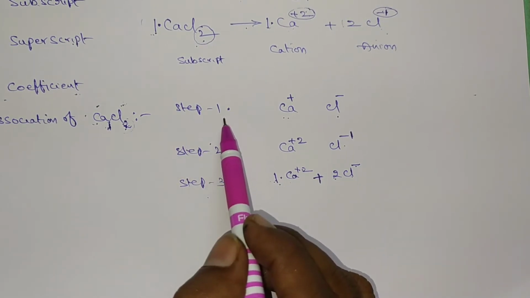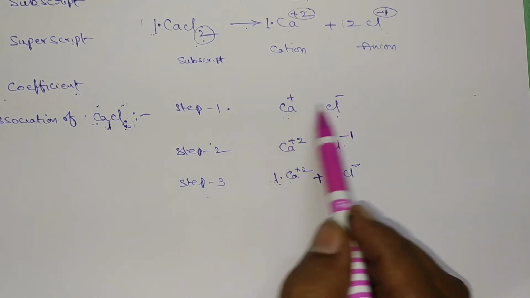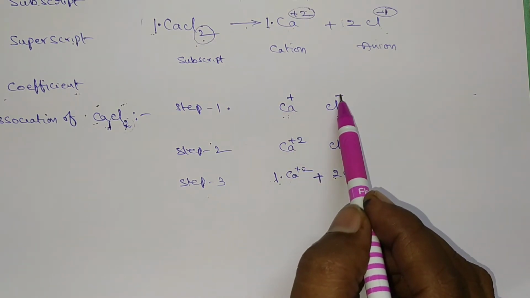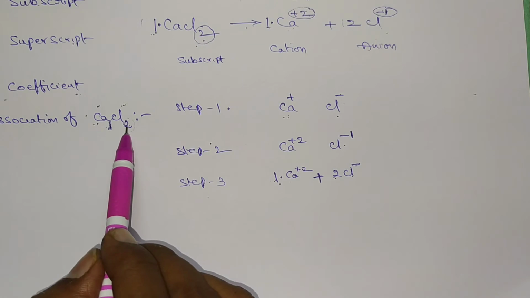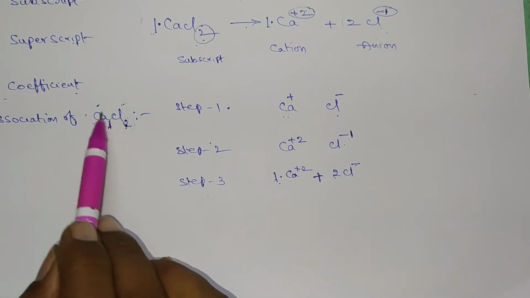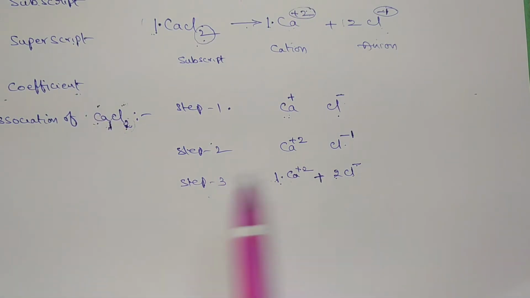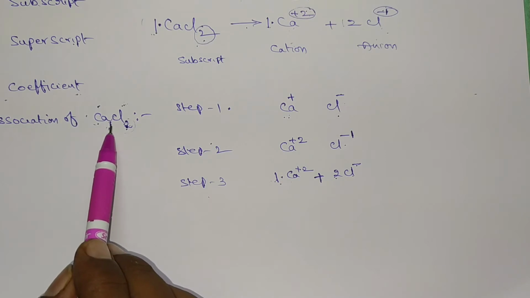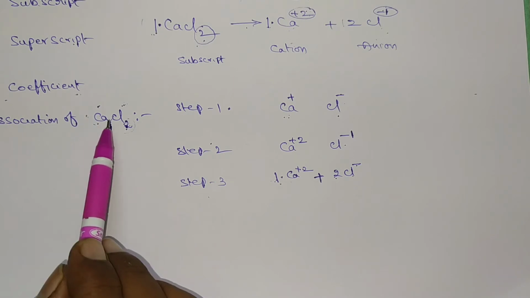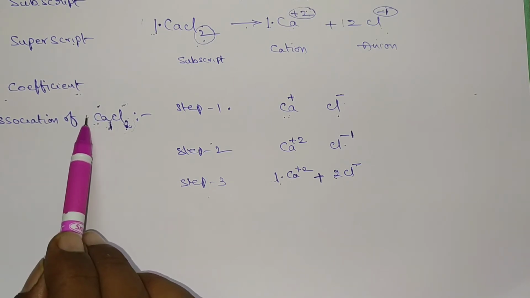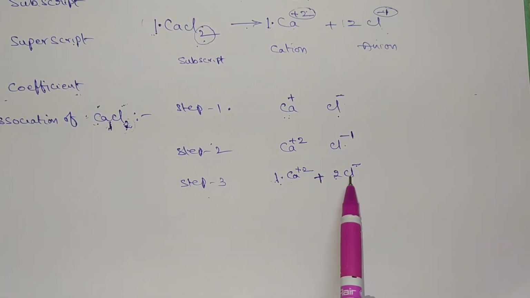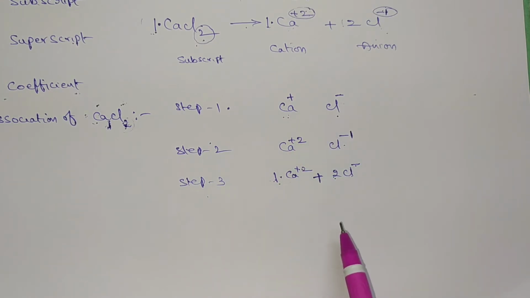In the first step, we have to separate the two species into two ions. The first one is cation, the other one is anion, by putting a positive sign and a negative sign. In the second step, the subscript of one species will become the superscript for the other species. In the third step, the subscript of each species will become the coefficient for its own. That means the subscript of calcium will become the coefficient for calcium only. The subscript of chloride ion will become the coefficient for the chloride ion only. Like this we have to dissociate all the molecules.